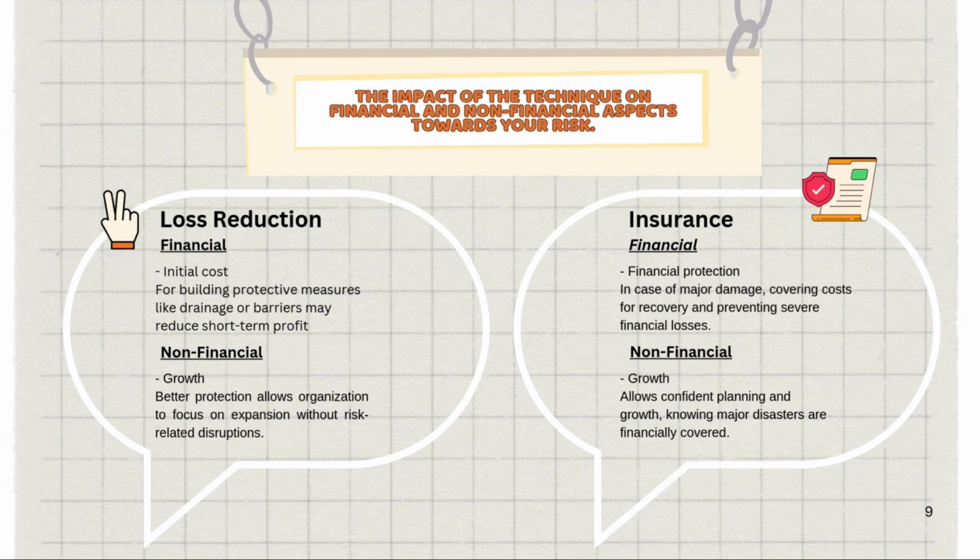Next, the impact of the techniques on financial and non-financial aspects toward the risk. Loss reduction for financial will have initial cost. For building, protective measures like drainage or barriers may reduce short-term profit. For non-financial, we have growth. Better protection allows organizations to focus on expansion without risk-related disruption.